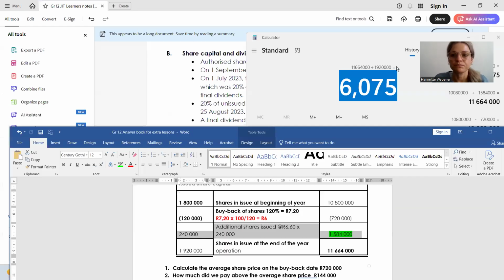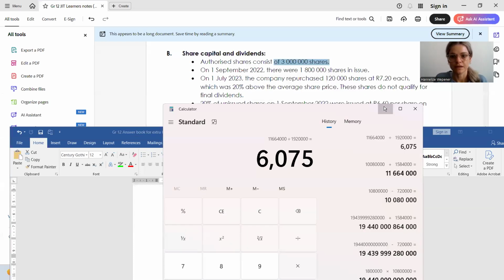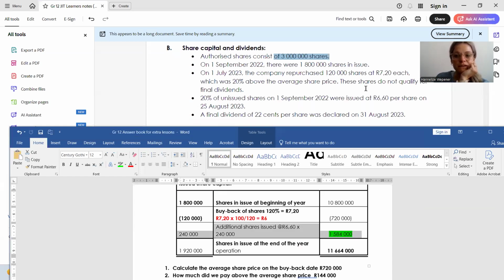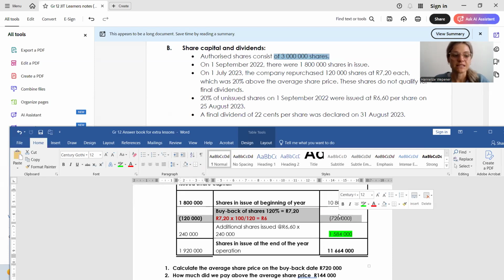I also just want to have a look at the dividends. Okay, so first of all, the buyback shares do not qualify for final dividends. That's very important, meaning that when you now calculate the number of shares that qualify for dividends at year end, you have to remember that whatever was included in this buyback, so these 120,000 shareholders will not get dividends. Makes sense because they weren't shareholders at year end.